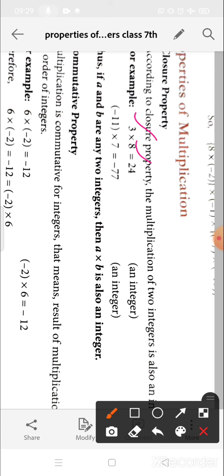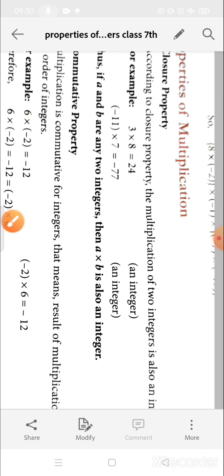This is 3, this is 8. Both are integers and their multiplication is equal to 24, and 24 is also an integer. So this property is satisfied by integers, and we can say that the product of two integers is closed. Clear? Same in the case of minus 11 and 7. Both are integers and their result is equal to minus 77. This is also an integer. So this is the closure property.